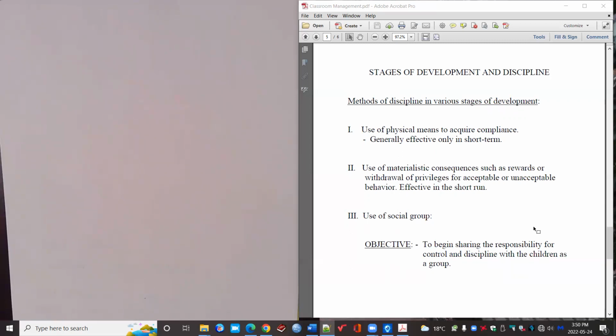Six stages. Now here are the stages of development and discipline. We have five.